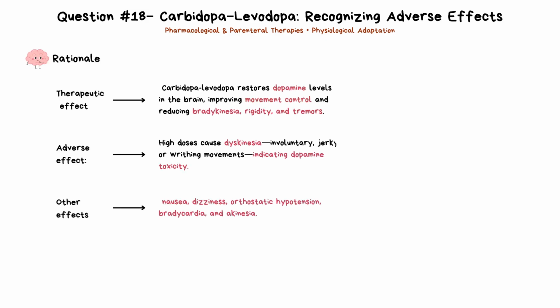Carbidopa-Levodopa improves movement by replacing lost dopamine in the basal ganglia, and therefore restoring dopamine balance in the brain. But if the dopamine level rises too high, it overstimulates motor pathways, producing uncontrolled movements instead of smooth motion. That's the sign to adjust the dose, not stop the drug entirely. You might also notice other effects like nausea, dizziness, orthostatic hypotension, or bradycardia, all related to dopaminergic activity.